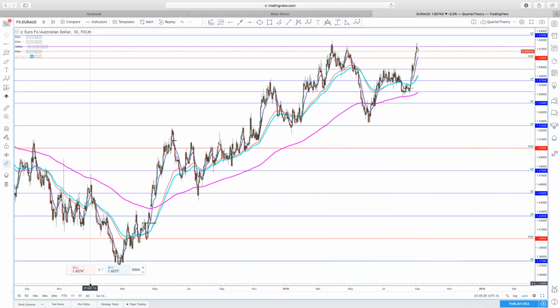As you can see from this chart here, I have my quarters theory already on the chart. I don't have it in its complete mode in that I do have the quarters theory itself, but then I have a little trick that I do as well to help me to appreciate where price is going.